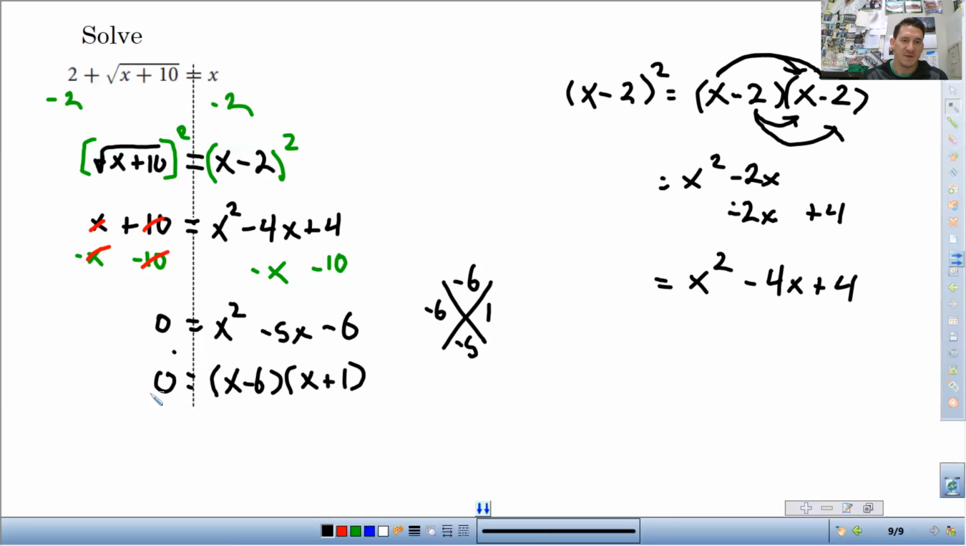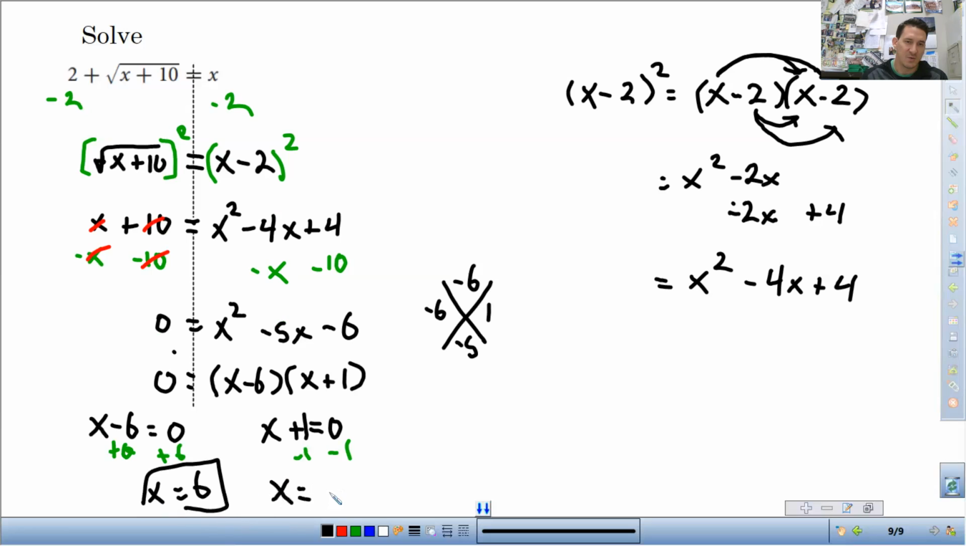And then from there, use the zero product property. So x minus 6 is equal to 0, or x plus 1 is equal to 0. And then solve each. So add 6, subtract 1. You get x is equal to positive 6, or x is equal to negative 1. And there we go. All done.